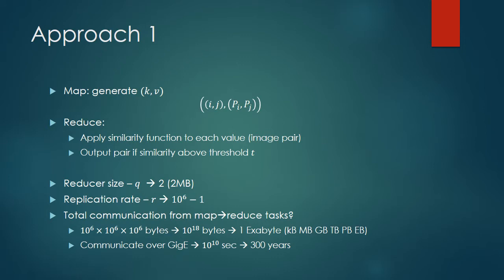So what is the total communication from the map to the reduce tasks? We have 1 million inputs, times the replication rate, I'm ignoring the minus 1, times 1 megabyte. Again, I'm approximating by 10 to the power 6. That's 10 to the power 18 bytes. That's 1 exabyte. For those of you who want to know where exabyte is, it's giga, tera, peta, and exabyte. So for something which doesn't look like a very big problem, we are now ending up with 1 exabyte of communication. This is a contrived example, but assuming that all of this had to happen over a gigabit connection, we're going to take 300 years just to exchange this data from the map to the reduce tasks. So this is not going to work. Did you think this is going to be this bad?